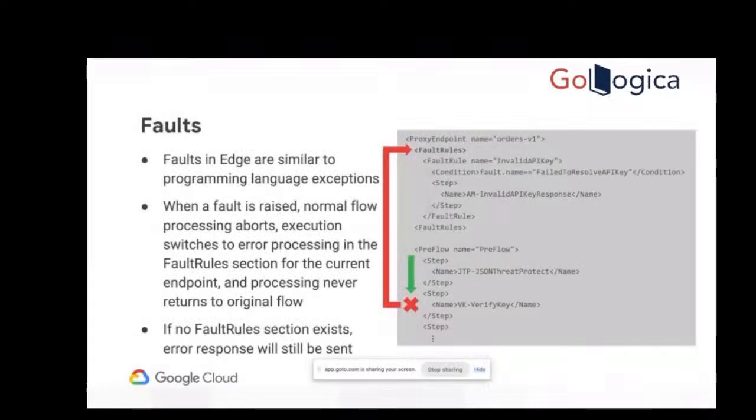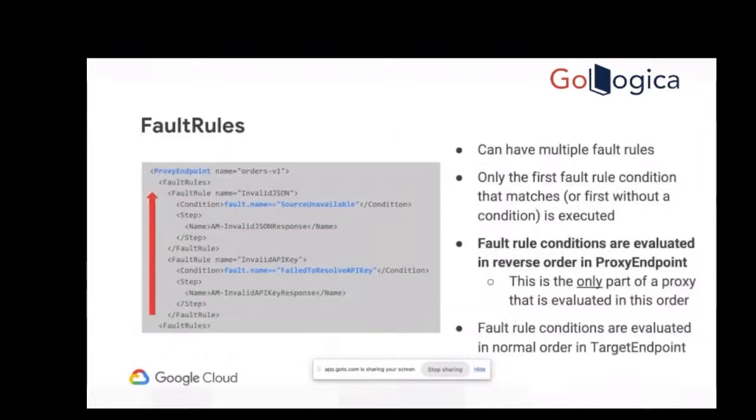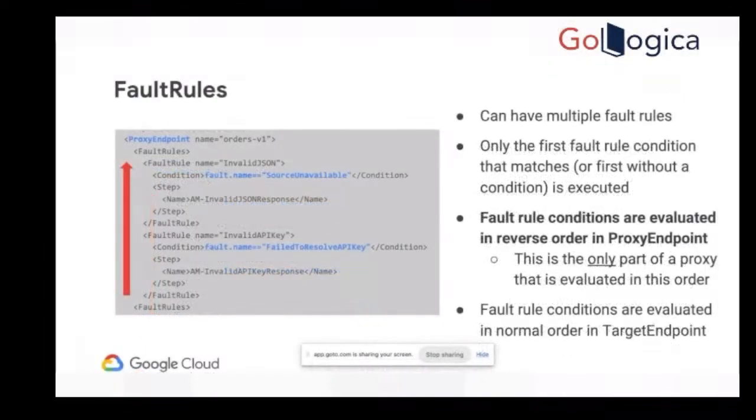Apigee has its default fault message and all that, and Apigee will provide that. So Apigee sends its own fault structure to the consumer. Now, in Apigee we can have multiple fault rules.